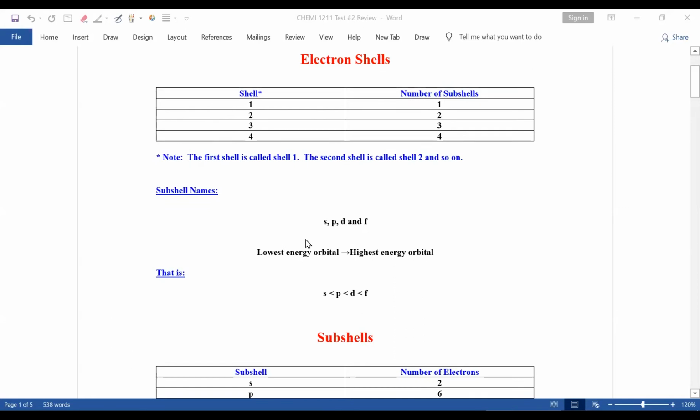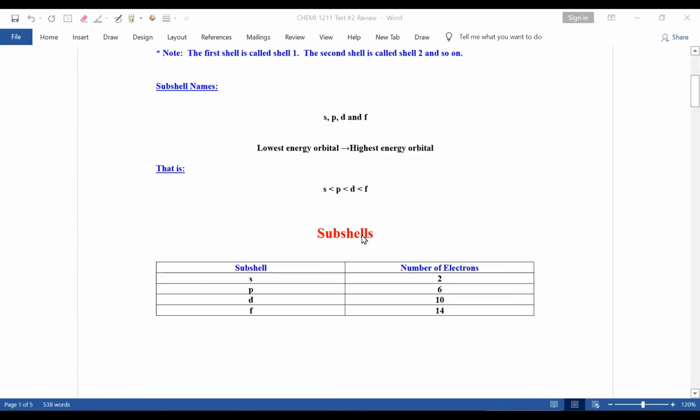Now, the subshells have names, S, P, D, and F. S is the lowest energy, F is the highest. The subshells are S, P, D, and F. S has 2, P 6, D 10, F 14.